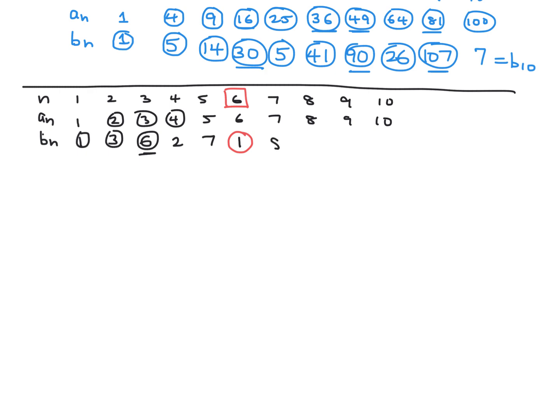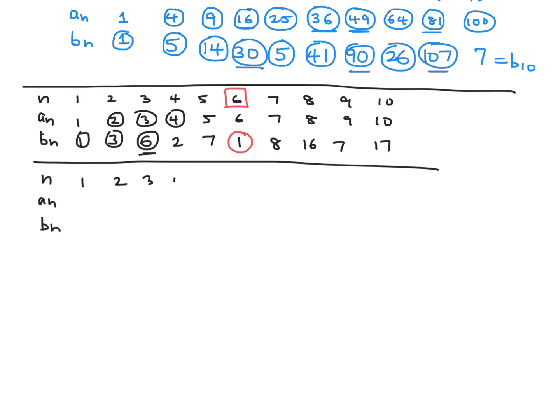So we got 8, 16, 7, 17. Okay, so we got to keep going here. n, a_n, b_n, 1, 2, 3, 4, 5, 6, 7, 8, 9, 10. Oops, what am I doing here? These are actually teens, and this should be a 20. Okay, and this is of course the same.